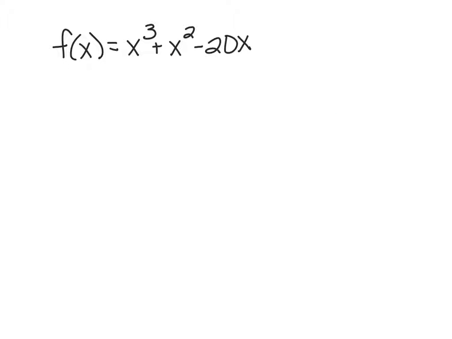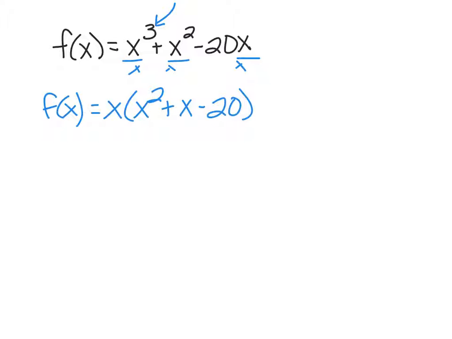Here's another problem, and our goal is to find the x-intercepts. I have a degree 3, which means I could have 3 real solutions or x-intercepts or zeros. So what I'm going to do, I notice that I have an x in each. So I'm going to factor out an x. When I divide out an x in each, I am left over with x squared plus x minus 20.